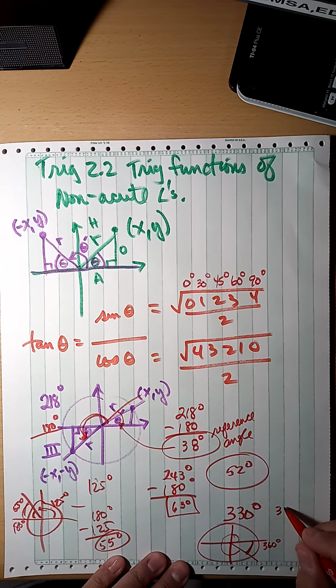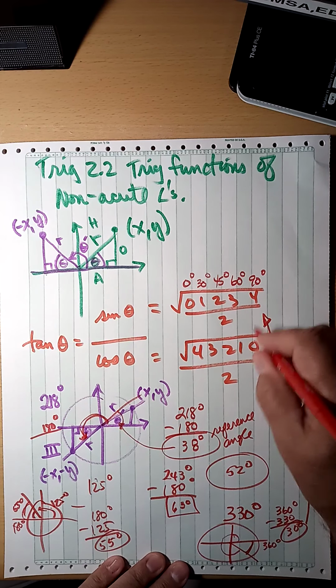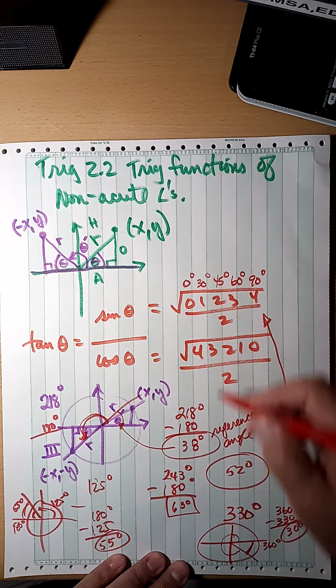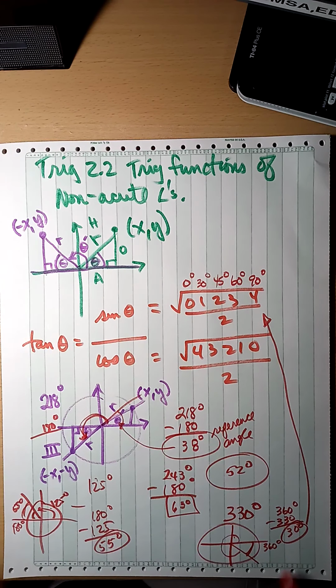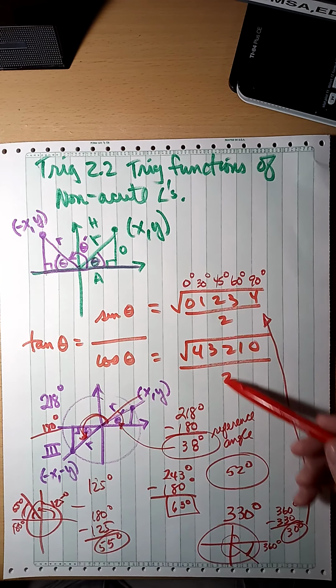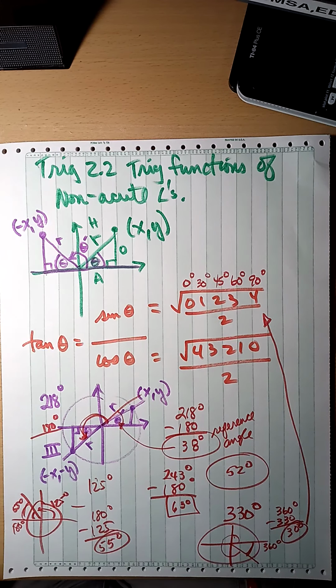So now you take and subtract the angle from 360 degrees, which gives us 30 degrees, which means we can go back up here and use these values for that. So 330 degrees will give you the same values, with only the difference in plus or minus signs, as this 30 degree angle here. Does this make sense?